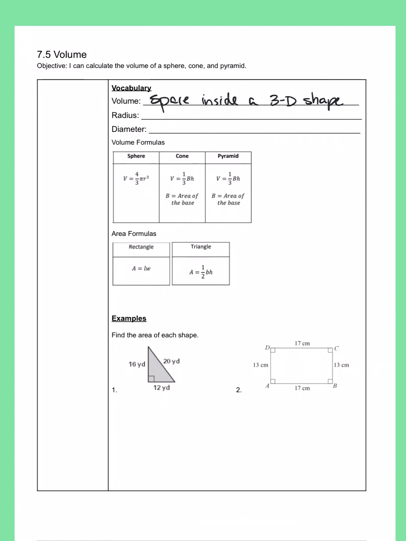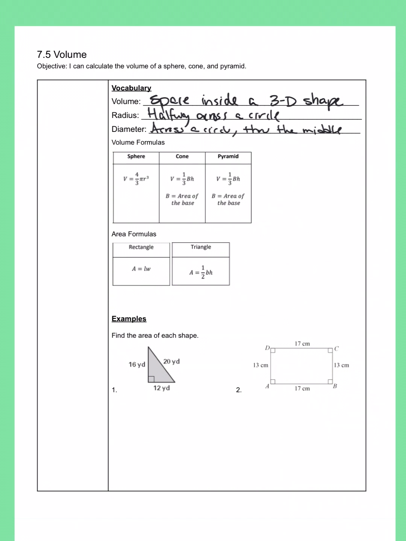Radius is halfway across a circle. It goes from the center of the circle out to the edge. The diameter is all the way across, but it has to go through the middle. So it's the distance all the way across the circle if you go right through the middle.